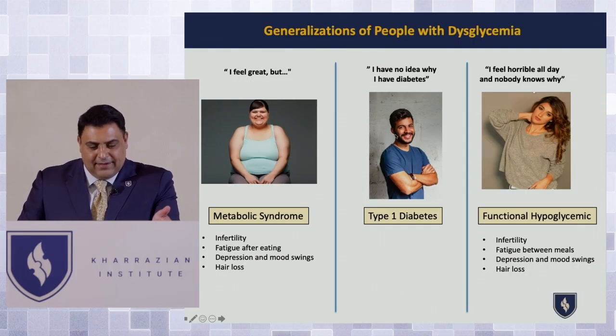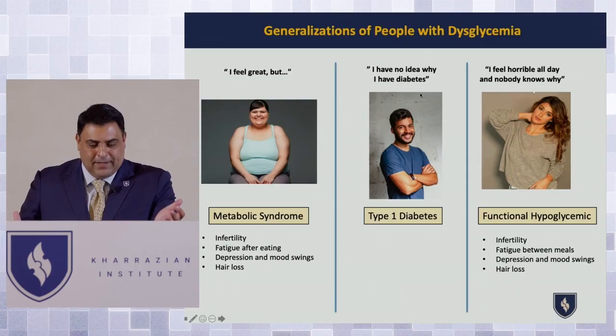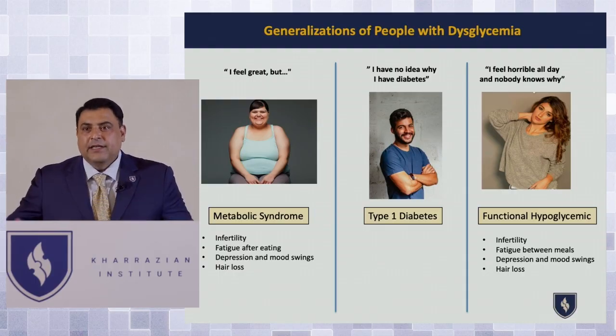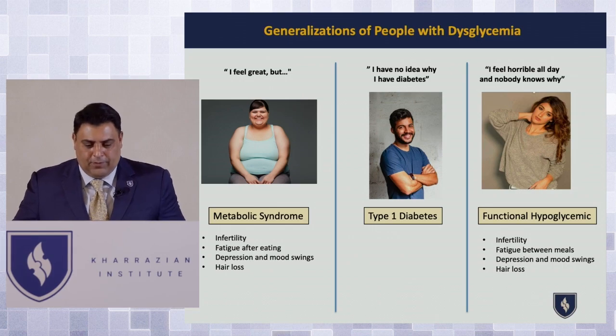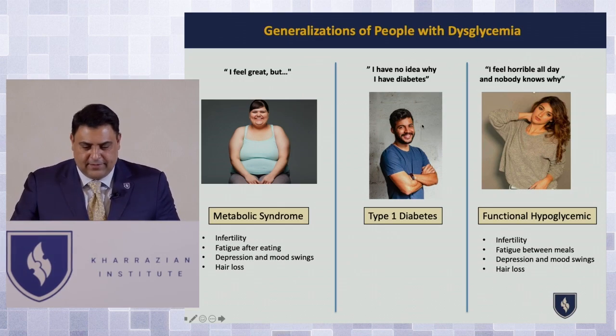Patients that have type 1 diabetes are really frustrated. They're coming in saying, I don't know why I have diabetes, I don't know what's going on, help me understand what happened. And patients that are hypoglycemic usually come and say, I feel horrible all day and nobody knows why, because I'm so healthy, I eat so well, but I don't know why I'm sick and tired and fatigued all the time, my hair falls out, and so forth. They feel like they're the world's biggest mystery, and they're really not. They're pretty straightforward. Those are some typical things you might notice in your practice.